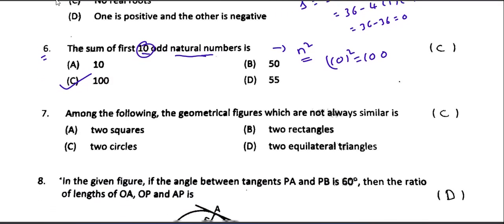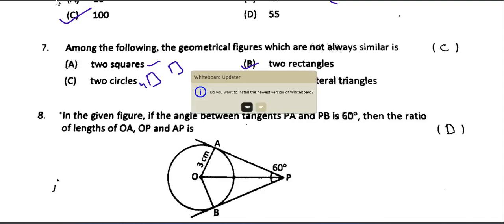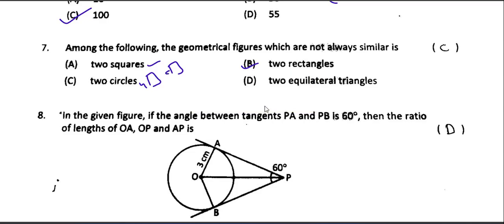Next, seventh one. Among the following geometrical figures, which are not always similar? What is the answer? Option B, rectangles. Similar means what? All angles are equal and sides are divided in the same ratio. So in the square, take one example: here 4, and here 8 you take. So in a square all sides are equal, 4, 4, 4 and 8, 8, 8. So 4 by 8, 4 by 8, 4 by 8, so your sides are divided in the same ratio.